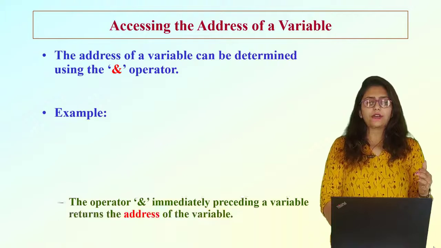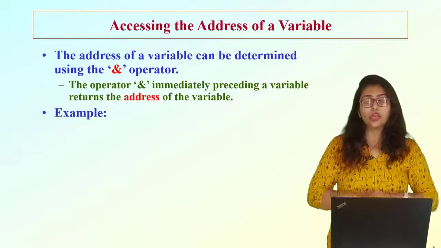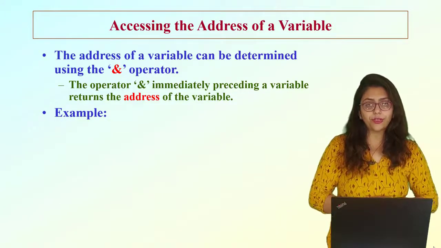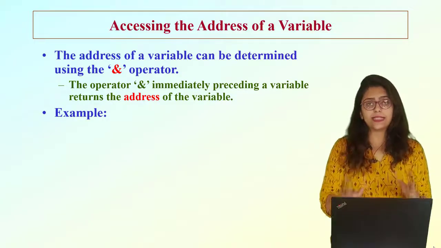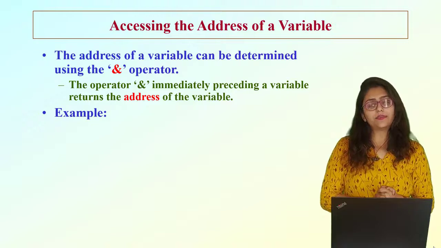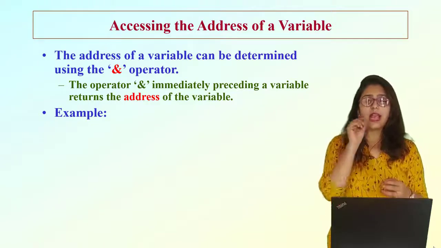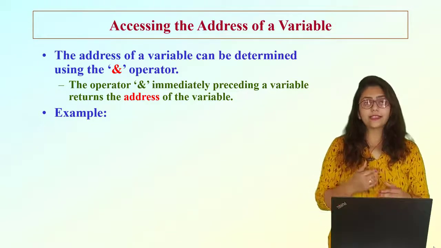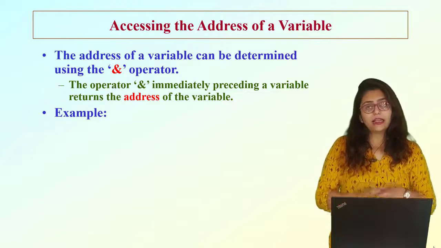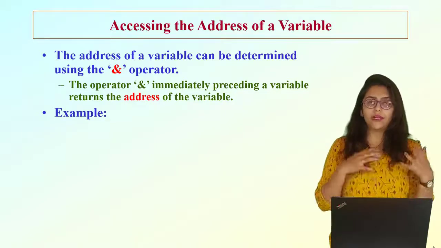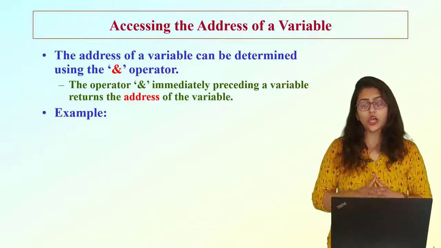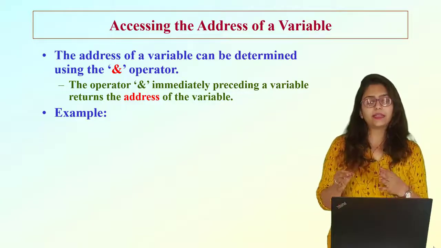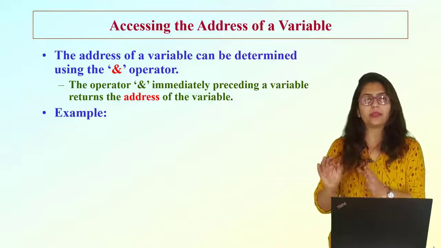Now, how can you access the address of a variable? Even before knowing the concept of pointers, you were dealing with addresses. How? You were using scanf. You know the difference between printf and scanf is the AND sign. What exactly is this AND sign? At that time, I told you in the video on input-output functions that this AND sign is nothing but the address. So whenever you write &A, that means the address of variable A.